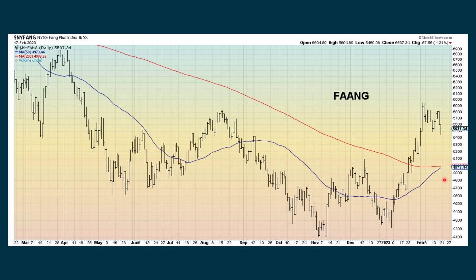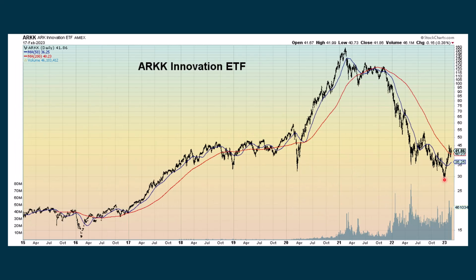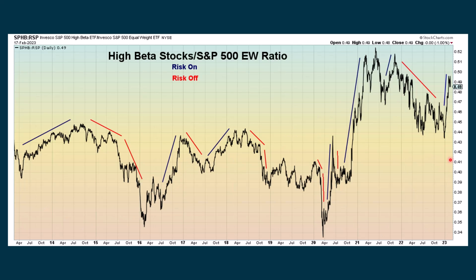FANG stocks getting really close to a golden cross, but not there yet. ARK is a long way from a golden cross, but still showing some improvement. It bottomed in just below 30, and now it's into the 40 range.